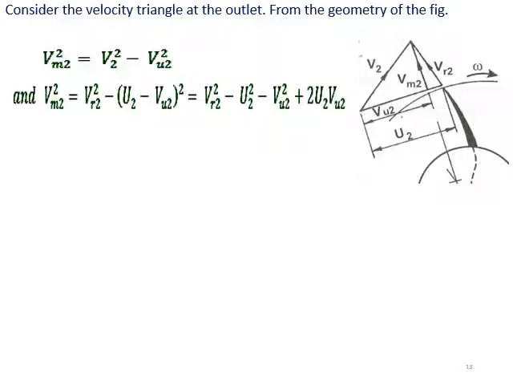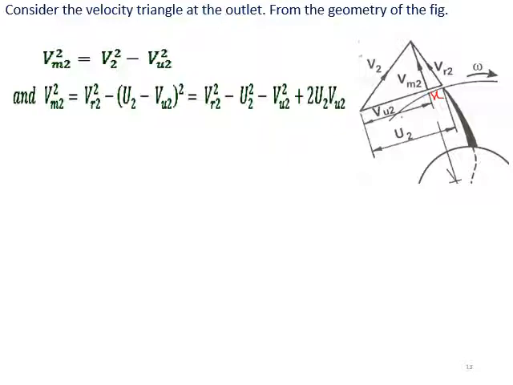We can also write this expression as Vm2 square is equal to Vr2 square minus x square. Take this distance as x. According to the theorem, Vr2 square is equal to Vm2 square plus x square. So now Vm2 square is equal to Vr2 square minus x square. What about this x? The distance x is equal to u2 minus vu2.